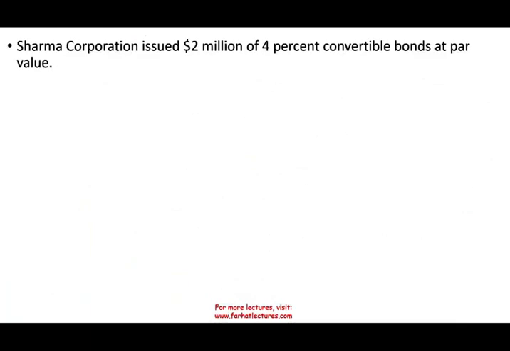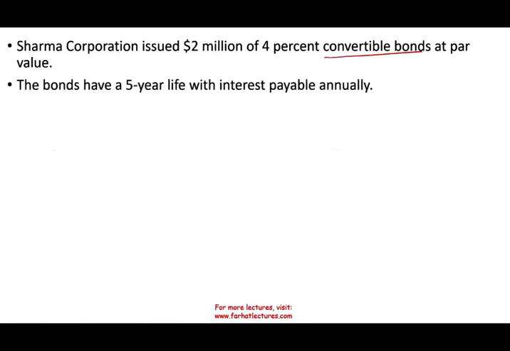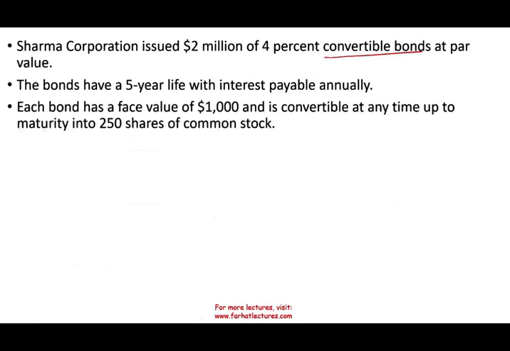Sharma Corporation issued 2 million, 4% convertible bond. Notice it's convertible. The bond has a 5-year life with interest payable annually. So far, so good. Each bond has a face value of $1,000 and is convertible at any time up to maturity for 250 shares of common stock. So the bondholder bought the bond. But guess what? This bond is great. Why? Because if the company is doing really well, you can convert each bond for shares.